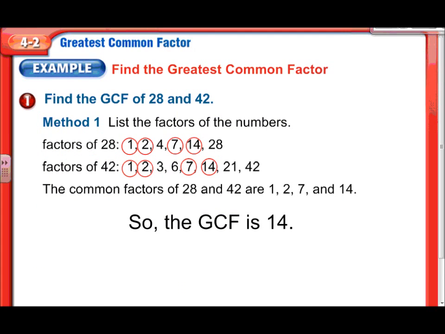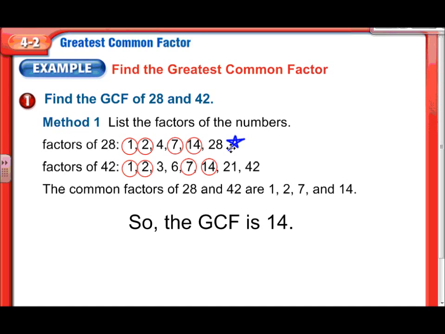All right, so here's a little walkthrough. This one is a method where we just list all the factors of the numbers. This is actually how I was taught. Ask your parents. This may be how they were taught to do this also. So first you list your factors of 28. Factors of a number are numbers that go into it evenly. So the numbers that go into 28 are 1, 2, 4, 7, 14, and 28.